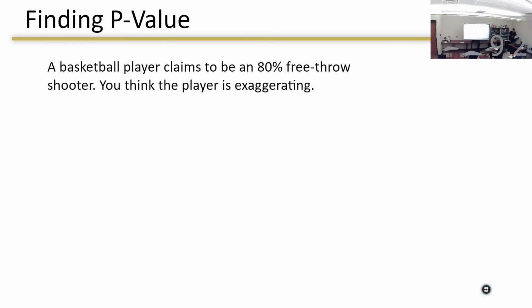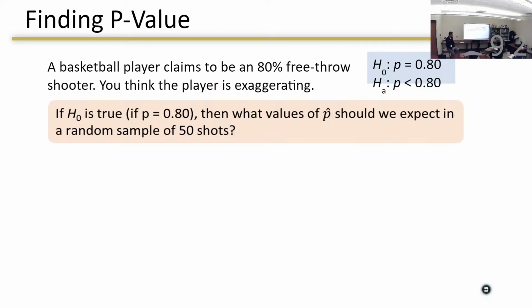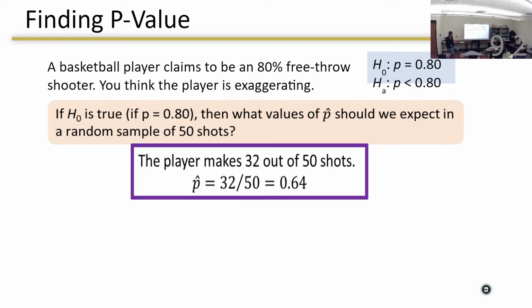Y'all remember yesterday we talked about that basketball player making 80% of free throws, and we thought they were exaggerating. So we had H0: p equals 0.8, Ha: p is less than 0.8, because we assumed they're lying. We're going to try to prove that they're less than 0.8. If H0 is true, what values of p hat do we expect to see in 50 shots? So we're going to go back to chapter 7, sampling distributions.